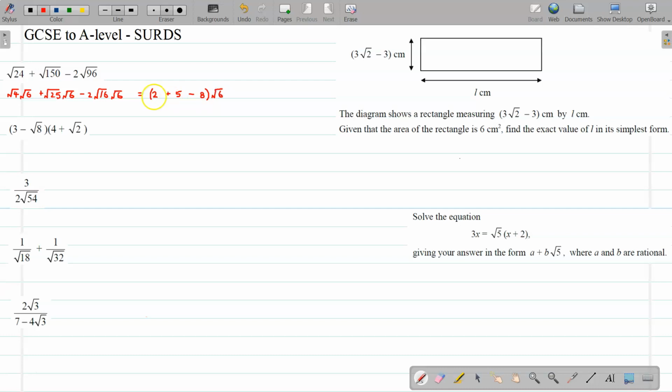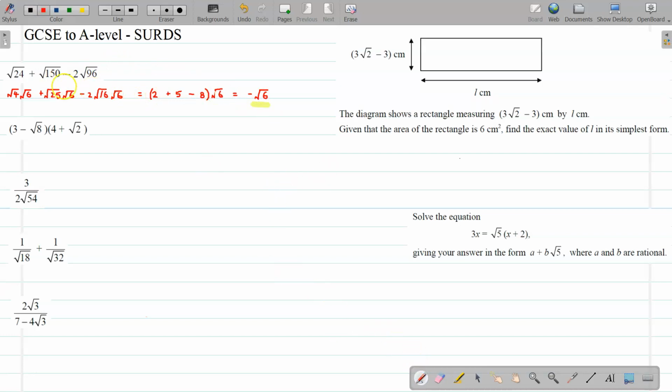Now you can see that 2 plus 5 minus 8 is minus 1. So it's minus 1 root 6. We don't write the minus 1, we just write minus root 6. And that's the answer to the question. If you were to put that into your calculator and press equals, it would simplify it for you and give you this, because it will always write the simplified surd answer for you. However, in an exam question, it would likely ask you to show that that is equal to something, or show all your reasoning or working, and that's what you would need to write down.